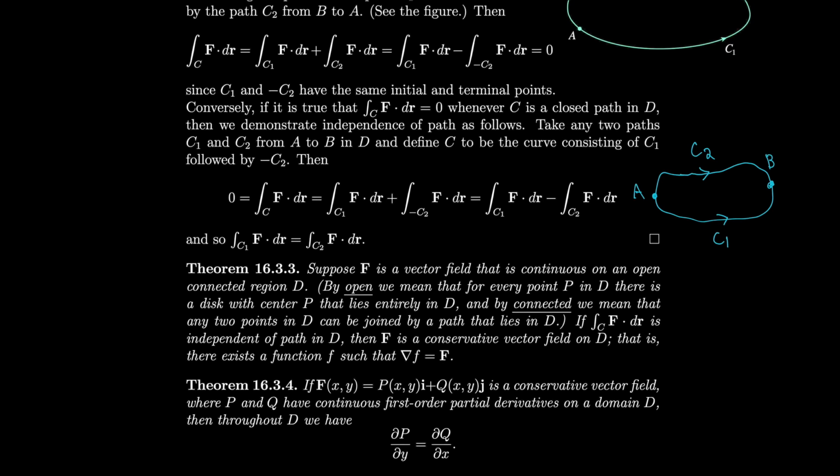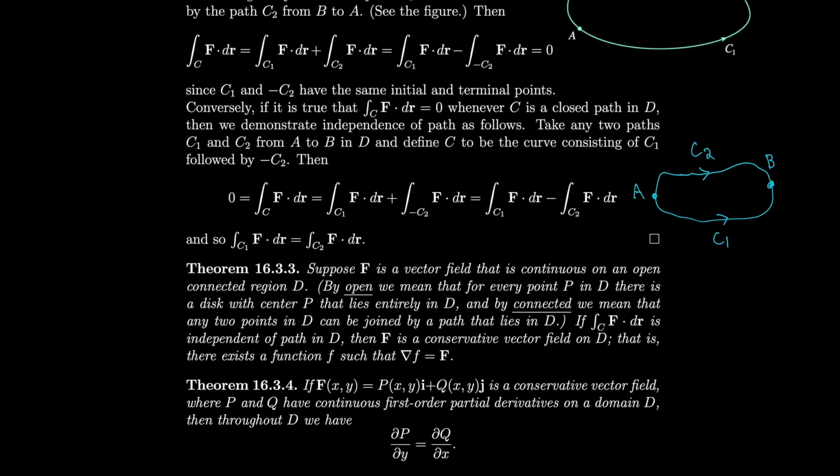Okay, so a little bit more. Suppose F is a vector field that is continuous on an open connected region D. By open, we mean that for every point P in D, there is a disk with center P that lies entirely in D. And by connected, we mean that any 2 points in D can be joined by a path that lies in D.